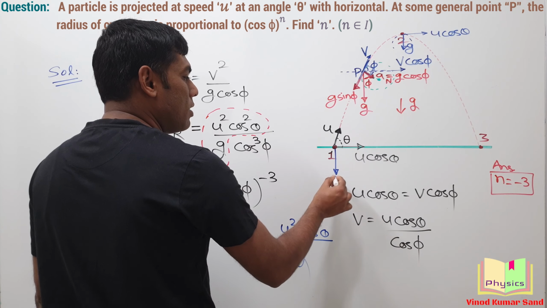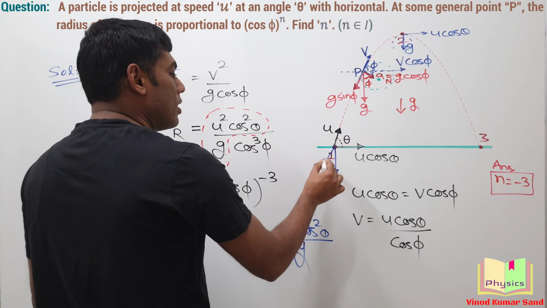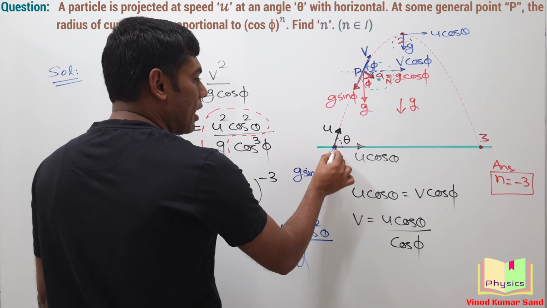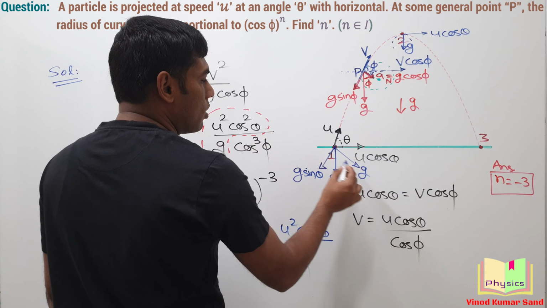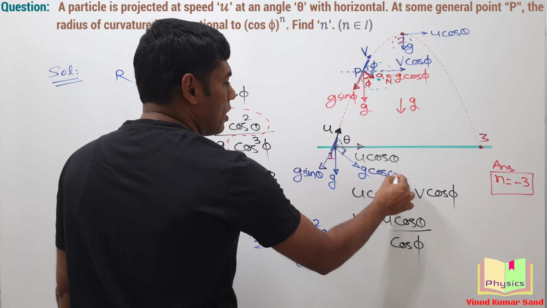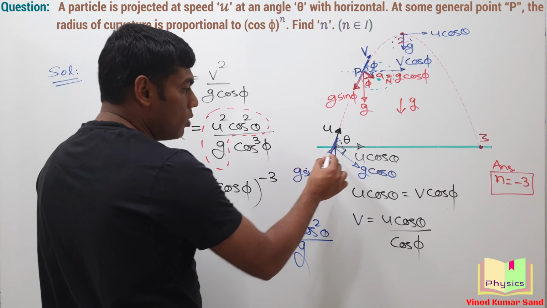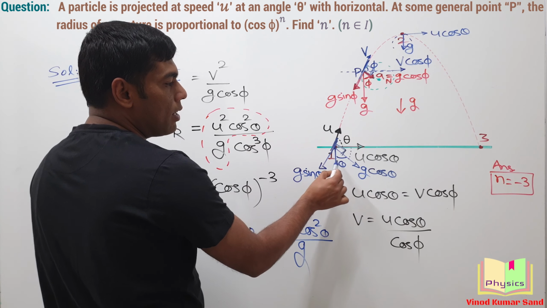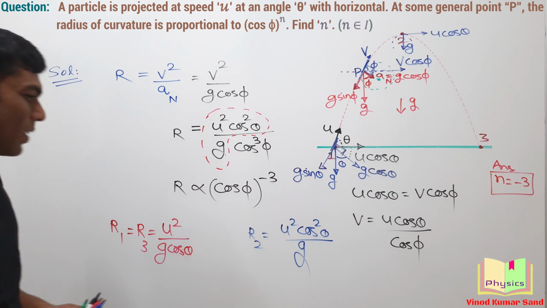And the same calculation we can see here. If this is g, the acceleration in the tangential direction is g sin theta. Acceleration in the normal direction is g cos theta. I hope you get this also, because this angle is theta. Here is theta, this was 90 minus theta, and this is theta.